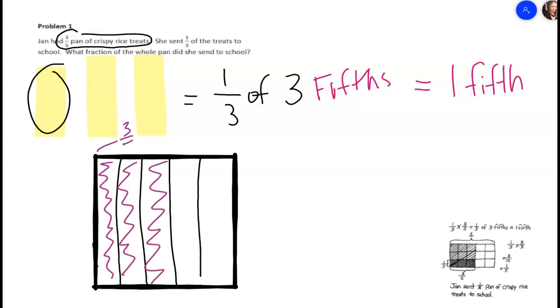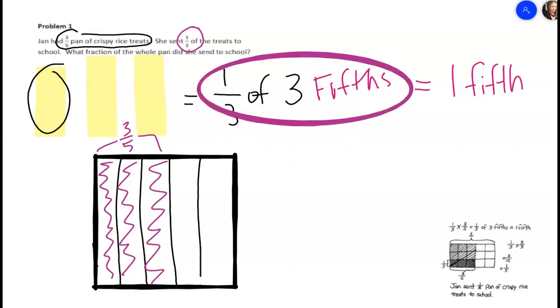That's 3/5. And then it says she sent, out of these 3/5 that she had, 1/3 of the treats to school. So we need to figure out what 1/3 of 3 of the fifths are. So let's go ahead and break this up into 3 equal parts. Let's pretend that's equal and that's equal. And she doesn't send all 3 of the thirds. She sends only 1 of the thirds.